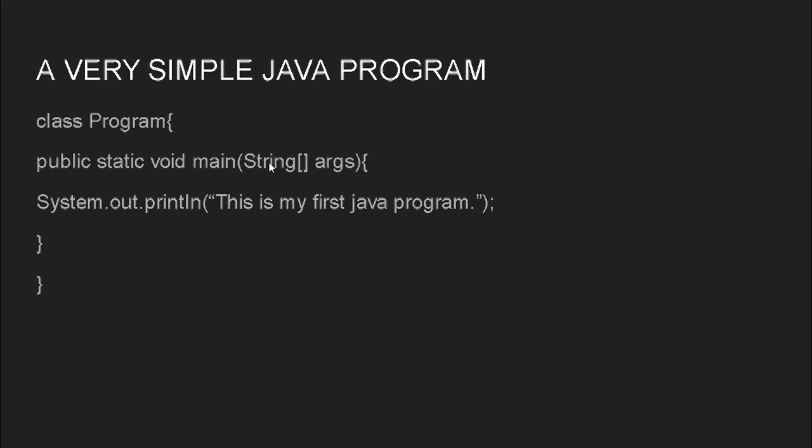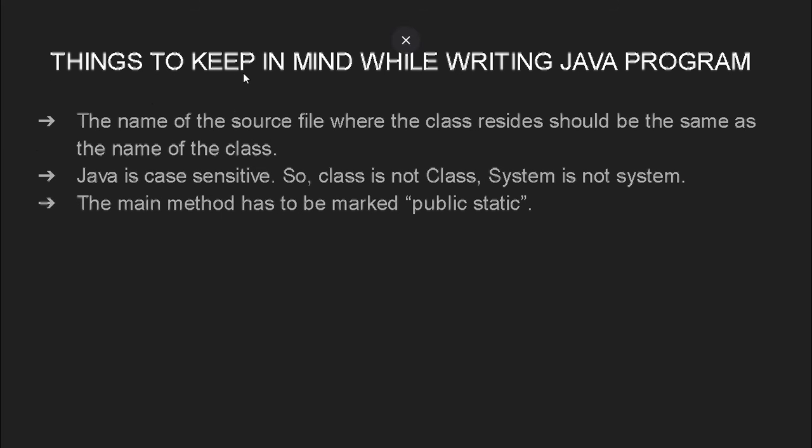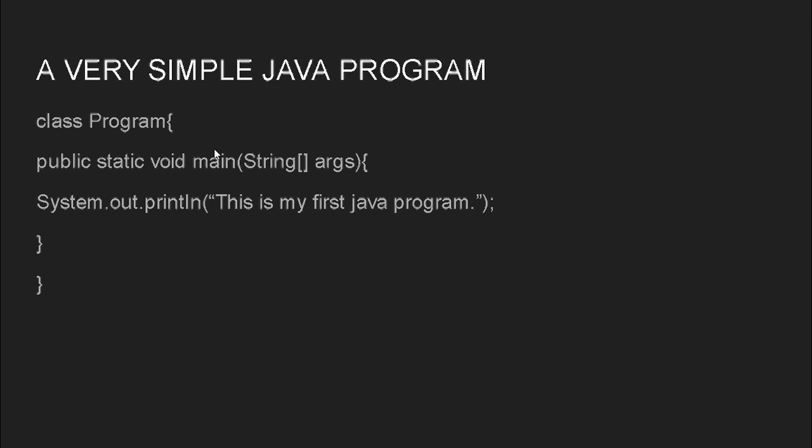Okay, so next one. I will be explaining this in more detail with the help of programs, so that it will be more understandable. Now these are the things to keep in mind when you're writing a Java program. First of all, the name of the source file should be the same as the class name. For example, here I'm writing this class Program. Obviously I need to write it inside a source code file, so the name of the source code file has to be Program.java. It cannot be anything else.